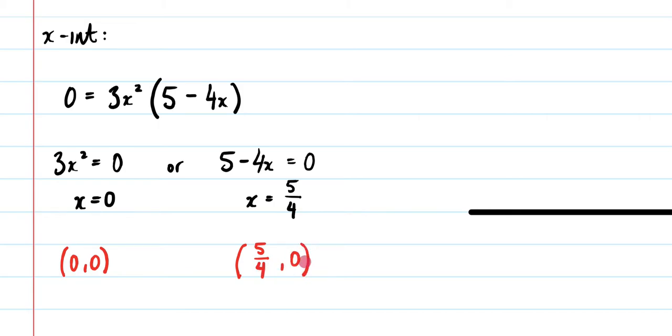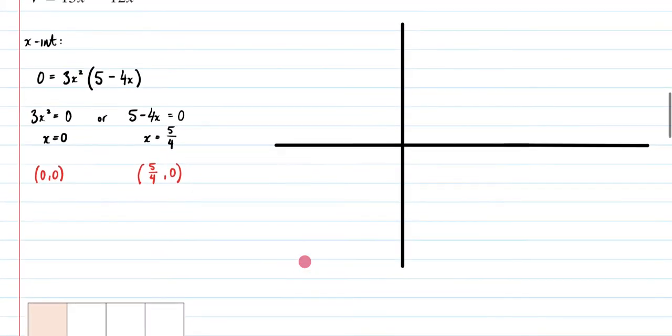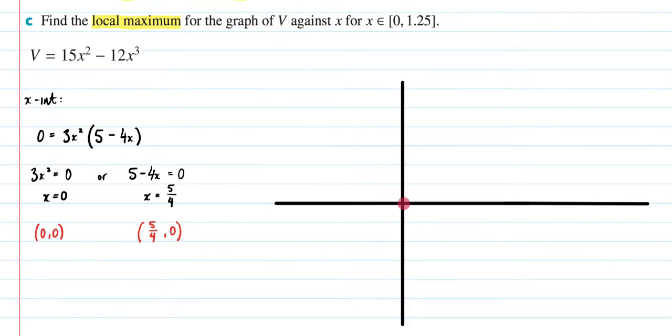Let's now come and put those on our graph. So I'm going to zoom out here and I'm going to put those points in. So I've got one here at 0, 0. And I have another one, and let's put that one over here at 5 over 4. Let me try that again. It's going to need a bigger bracket. 5 over 4, 0. Perfect.